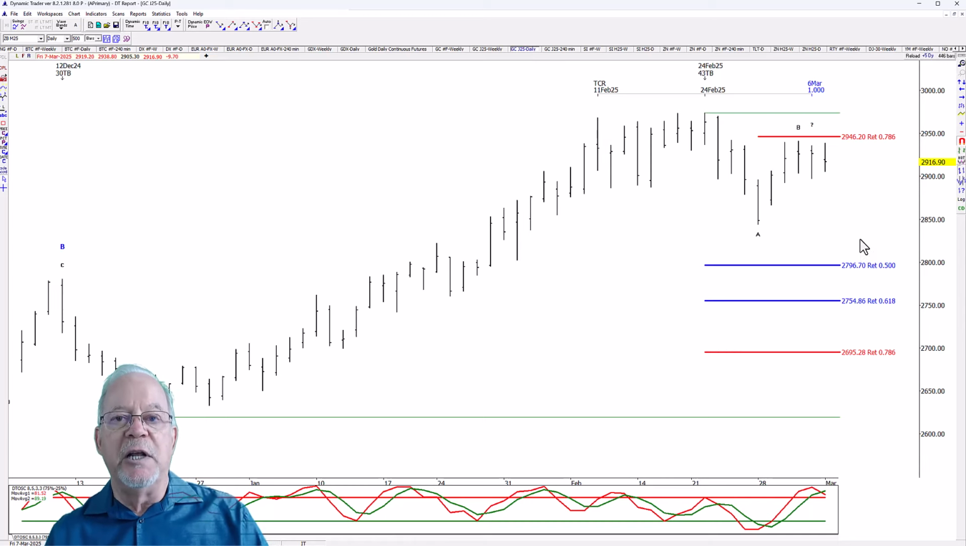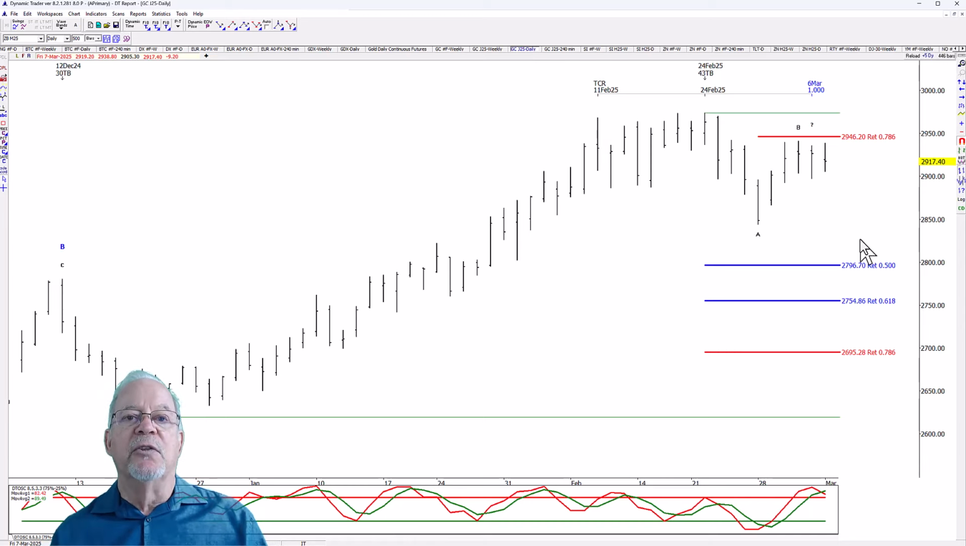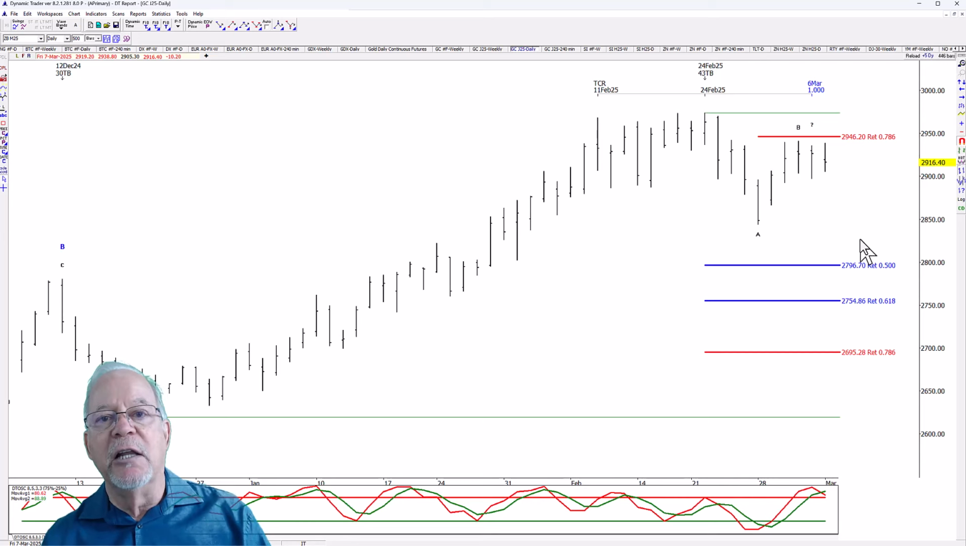Right now, with the weekly momentum bearish, with the daily momentum bearish, more than likely the dual time frame momentum cycles are both bearish.